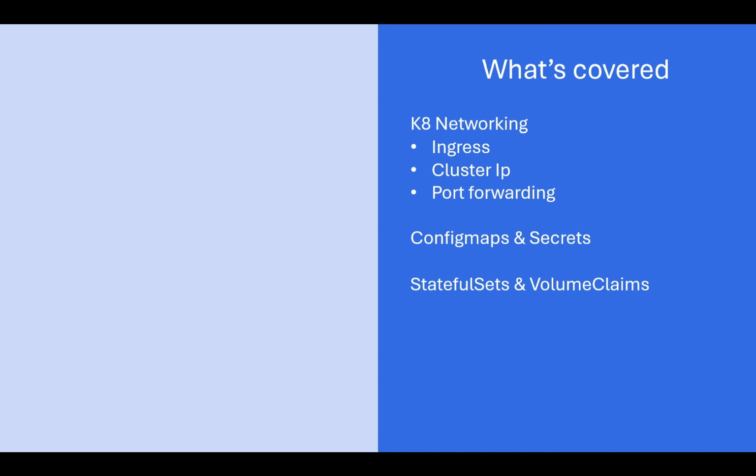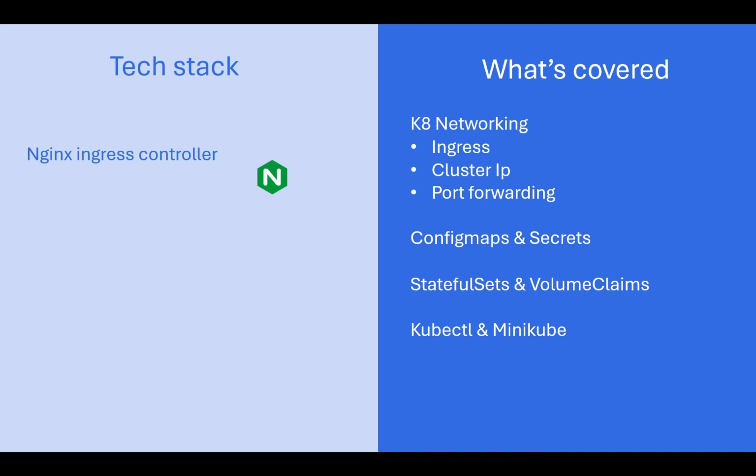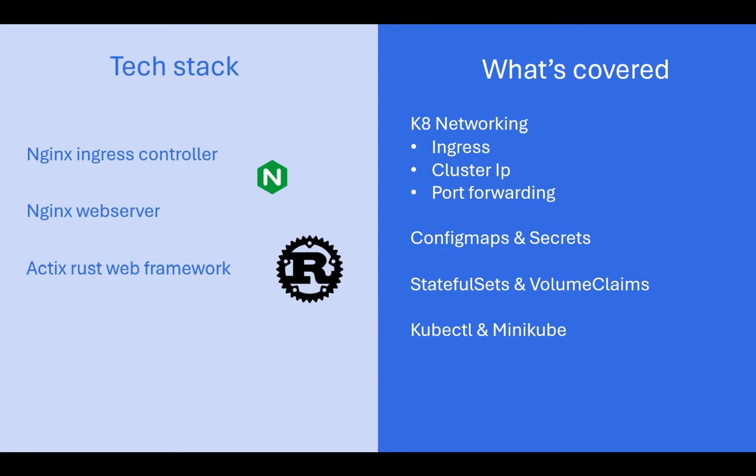We will use stateful sets and volume claims for our database, and we will use a lot of kubectl and minikube. So the technology we are going to use are Nginx for our ingress, Nginx for our web server, Actix framework, that's a Rust-based framework, and then MongoDB for our database. So our architecture will look like this.